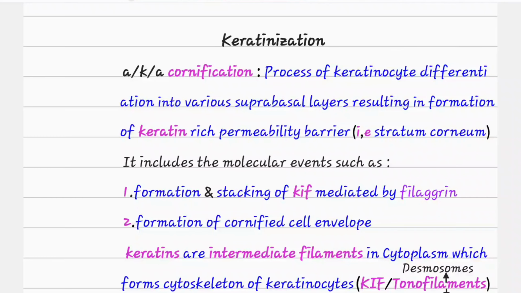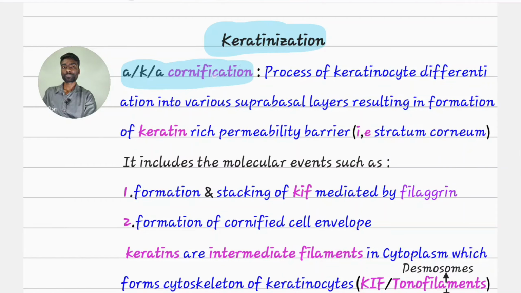Keratinization. It is also known as cornification. It is a process of keratinocyte differentiation into various suprabasal layers, ultimately resulting in the formation of a keratin-rich permeability barrier, that is stratum corneum. It includes molecular events such as formation of keratin and stacking of keratin intermediate filaments, which is mediated by filaggrin, filament aggregating protein, and formation of a cornified cell envelope.